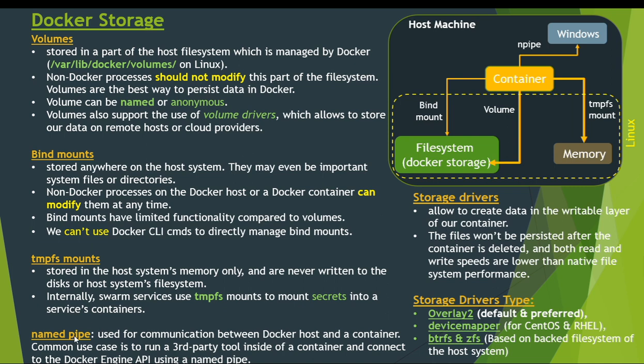Then we have named pipe for Windows containers, which is used for communication between the Docker host and the container, where the Docker host is the Windows host. The common use case for this is to run third-party tools inside a container and connect to the Docker Engine API using a named pipe. Okay, these are the main options we have.